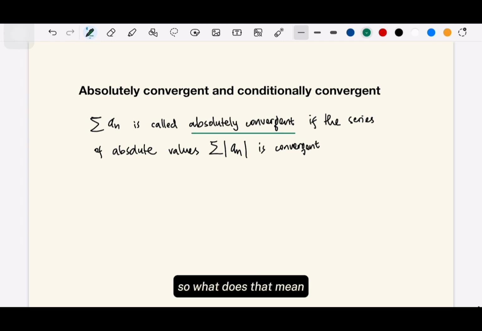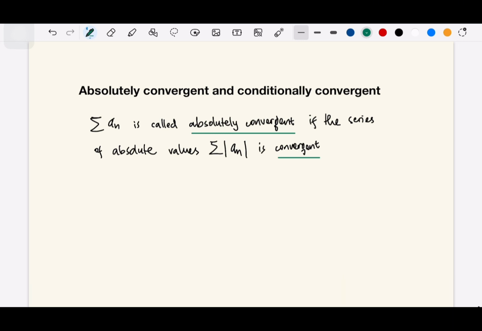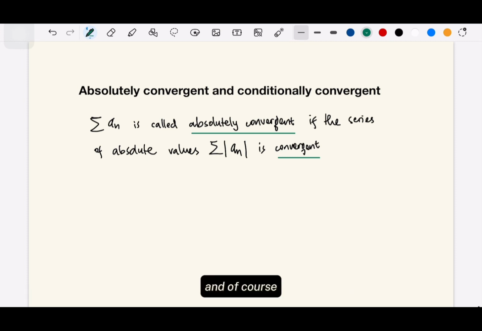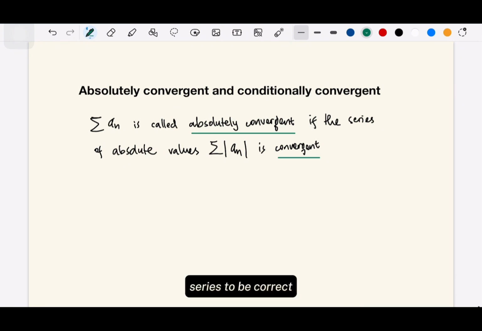So what does that mean? It means that every time you see an alternate series, you can take the absolute values first. It means you can ignore the negative one in the front, and then focus on the series itself. If the series is already convergent, and of course it will make the alternate series also convergent, we call that absolutely convergent. Okay, I will give you maybe a little bit easier way to see how we can make sure this is correct.